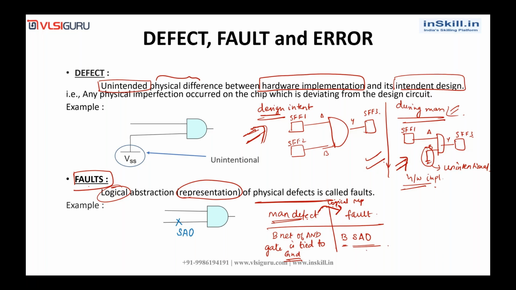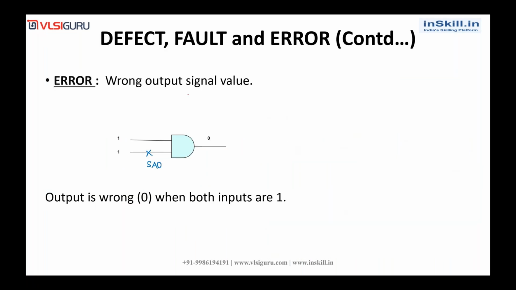So a defect is an unintended physical difference between hardware implementation and its intended design, and the logical representation of a physical defect is called a fault. Error is nothing but a wrong output signal value. For example, this is the intended design. If you apply a 1 1 sequence here, the output will be 1. But at the time of manufacturing, this has got tied to ground.